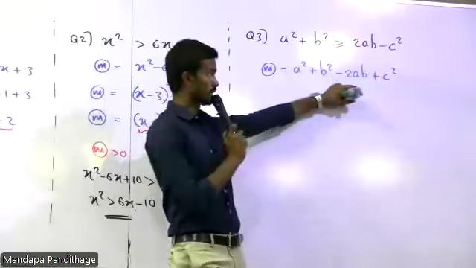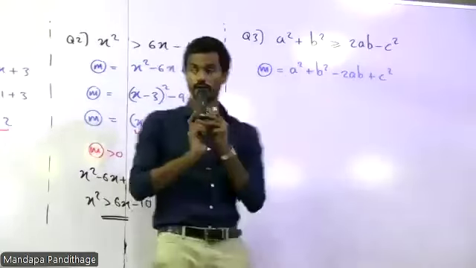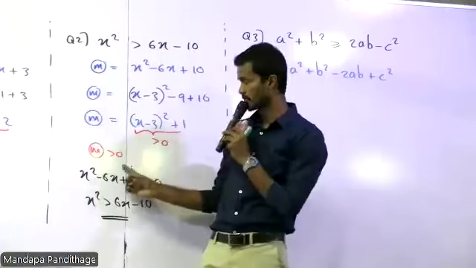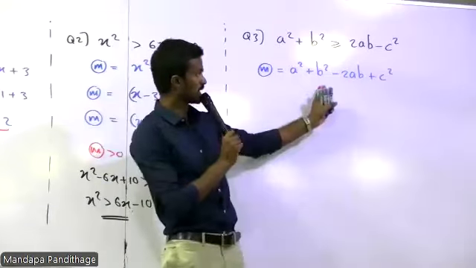Now tell me what is my target here? What am I supposed to do? I need to show that this is greater or equal to 0, because when there is an equal mark, like here it's greater than, so I need to show it's greater than 0. So my final target is to show that this is greater or equal to 0.